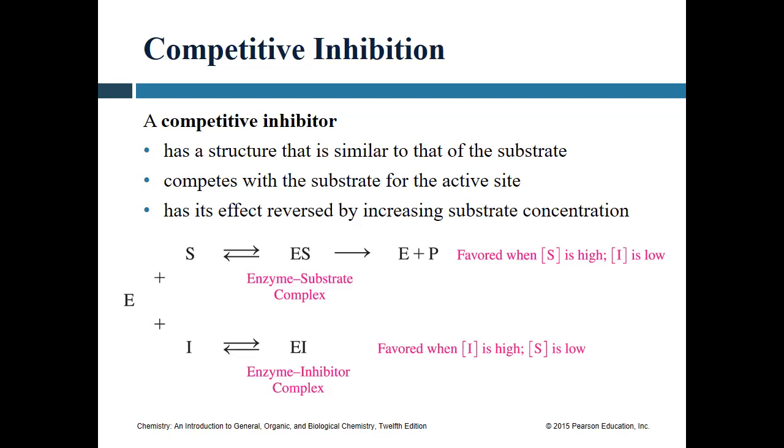When we have low concentrations of the substrate and higher concentrations of the inhibitor, what we see more of is the inhibitor complex, and the presence of the inhibitor complex is going to lower the ability of the reaction to take place.